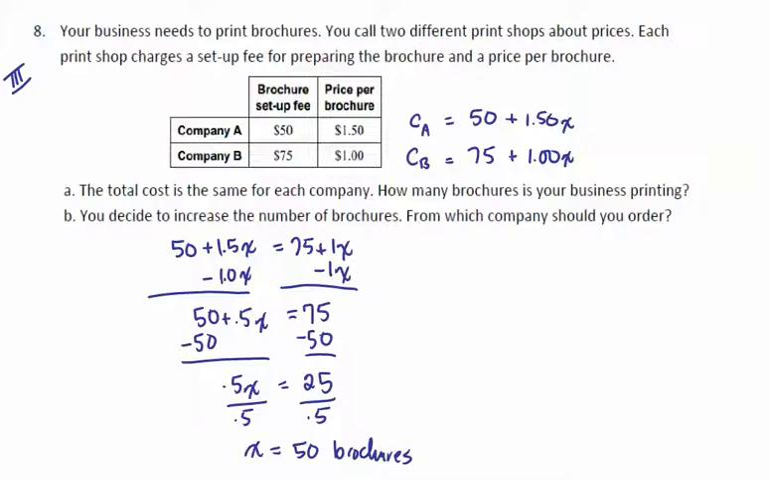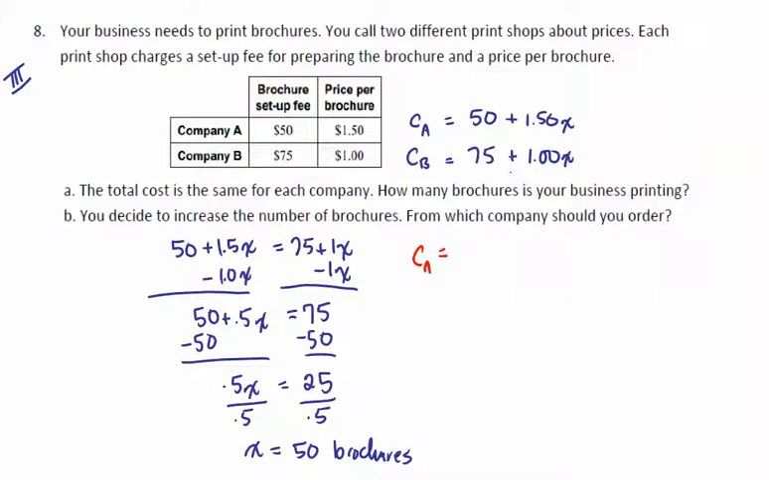Now, you can look at the cost structure for each company, and you can see that Company A charges less for a setup, but they charge more per brochure. So what will happen is that eventually the cost per brochure will make their cost greater if you're printing a lot. If you're printing a few, that will be the best deal. So let's pick a number again. Let's pick 100 brochures here, and we'll try the cost for each company.